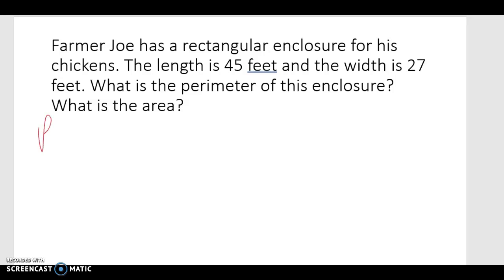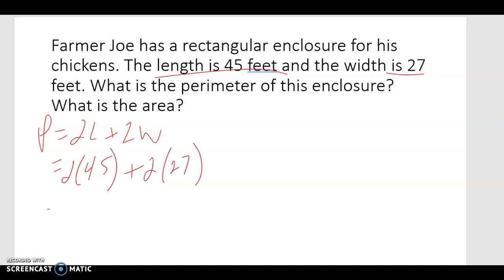Okay, so perimeter first. Remember, we'll do 2L plus 2W. So the length is 45, so 2 times 45. The width is 27, plus 2 times 27. Order of operations says we should multiply first. So 2 times 45 is 90. 2 times 27 is 54. And then when I add those together, I get 144 feet. So if Farmer Joe was going to buy fencing to put around this enclosure, he would need 144 feet of fencing to go around the entire side.